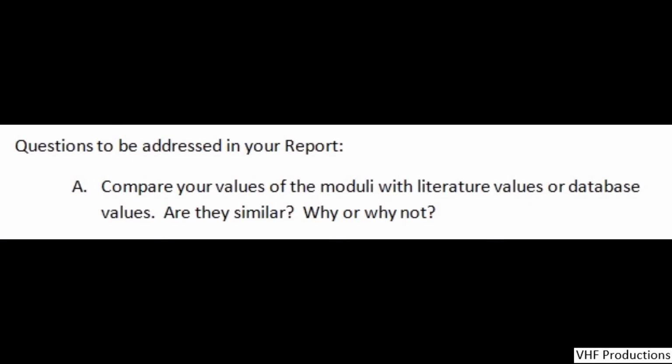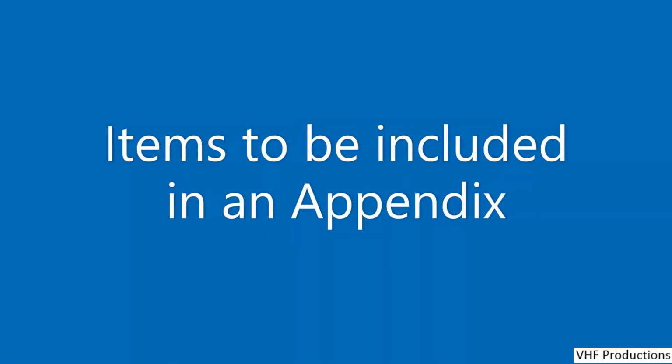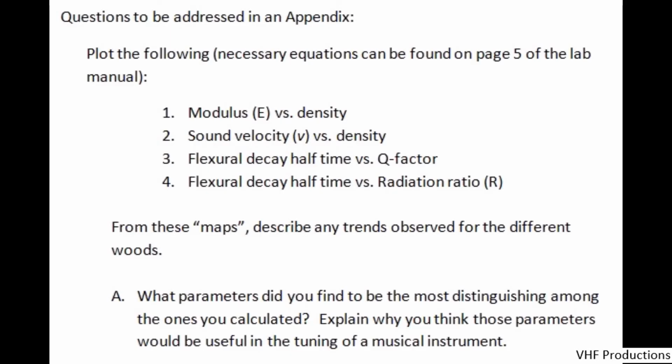Questions to be addressed in your report. Compare your values of the modulus for each wood and for each orientation with literature values or values found in a database. In one appendix to your report, plot the following. The necessary equations to calculate these parameters can be found on page 5 in the lab manual.